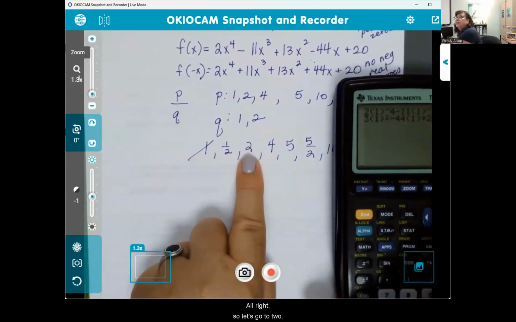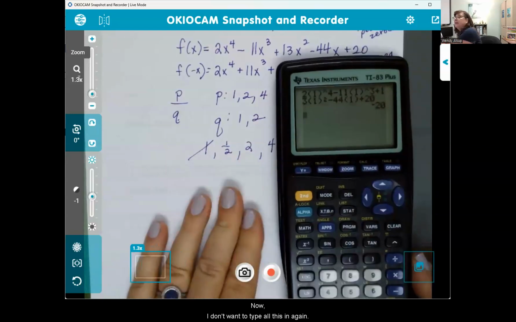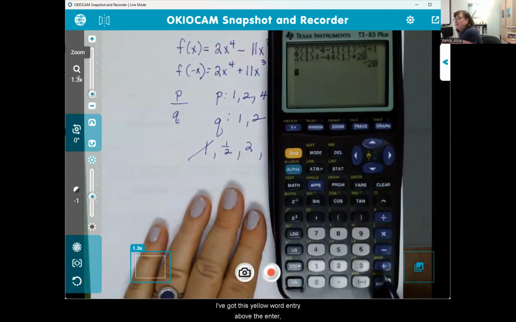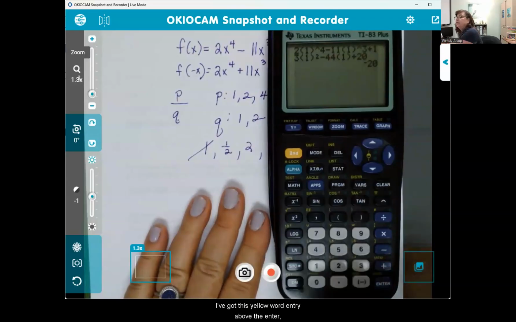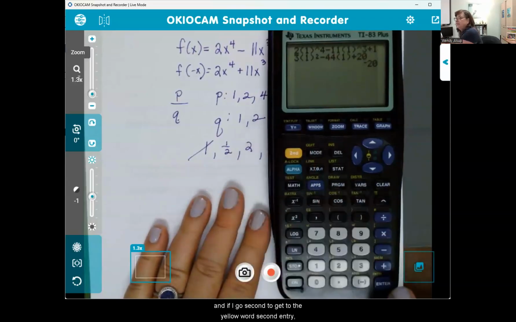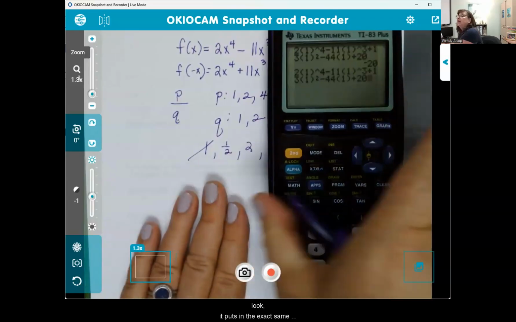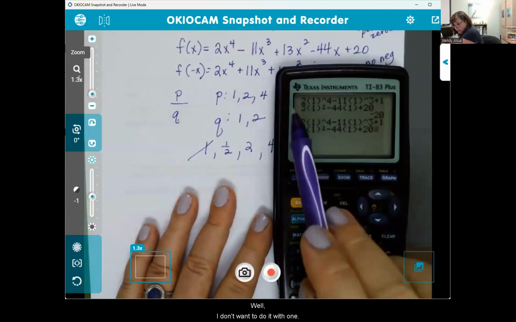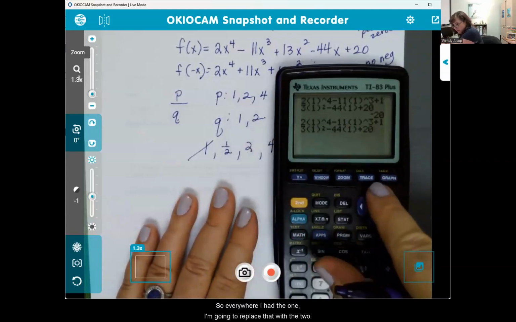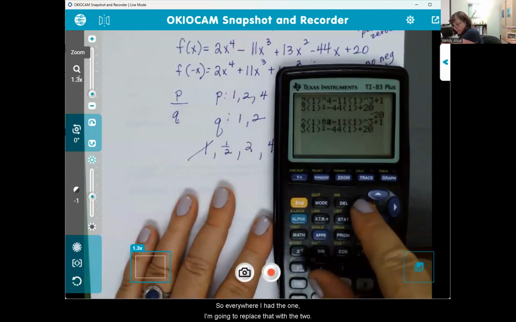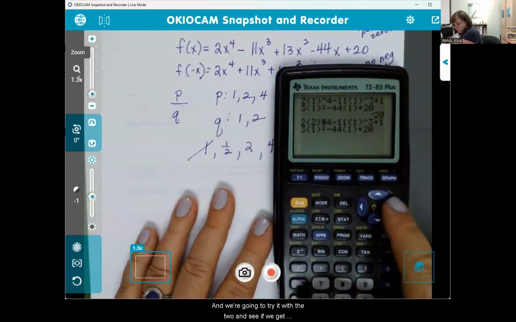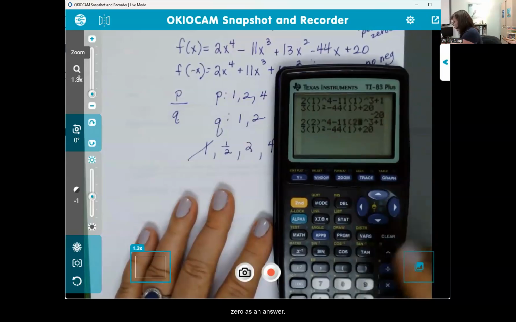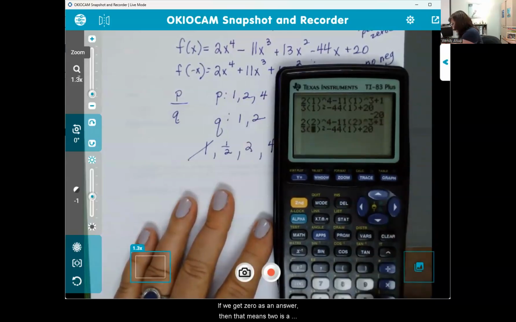All right, so let's go to 2. Now, I don't want to type all this in again. And here's a really nice thing. I've got this yellow word entry above the enter. And if I go second to get to the yellow word, second entry, look, it puts in the exact same thing I just had. Well, I don't want to do it with 1. Now I want to plug in 2. So everywhere I had the 1, I'm going to replace that with the 2. And we're going to try it with the 2 and see if we get 0 as an answer. If we get 0 as an answer, then that means 2 is a factor, or 2 is a 0, excuse me. Nope.